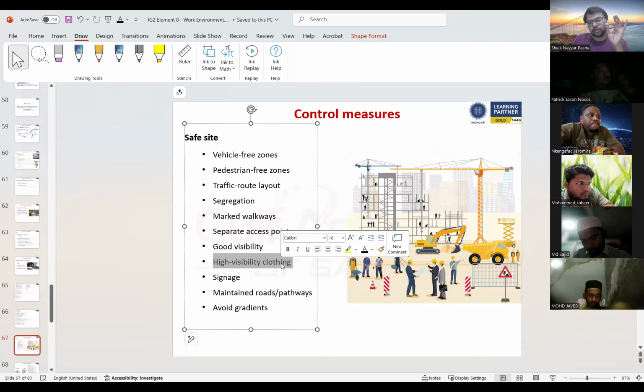Make sure the roads are in good condition. Avoid gradients, which means avoid driving on uneven surfaces or parking in sloping areas. That will come under safe site.